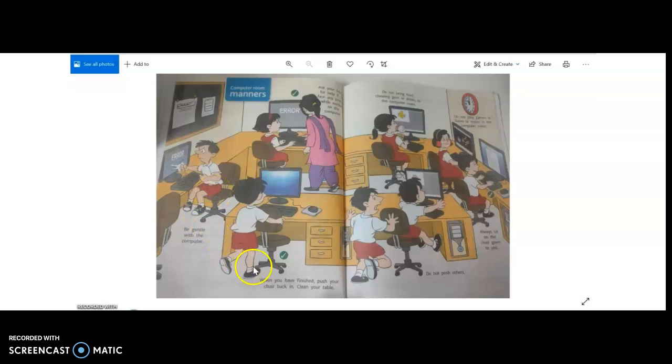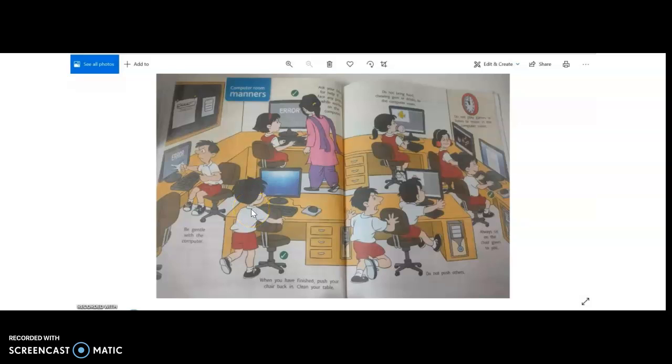Okay. Next. See here, friends. What is your friend doing here? He is keeping back the chair. He has finished his work. So, as soon as you finish your work, you have to keep the chair where it belongs and you should clean the table.